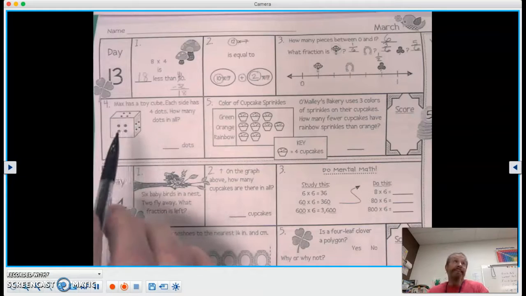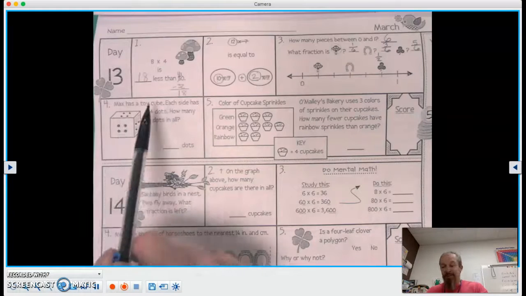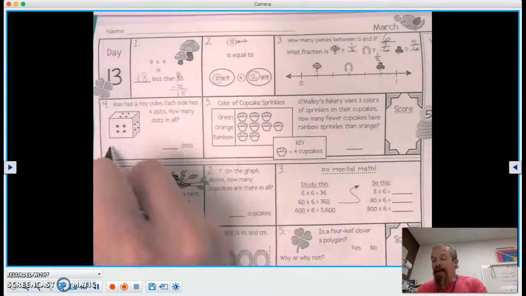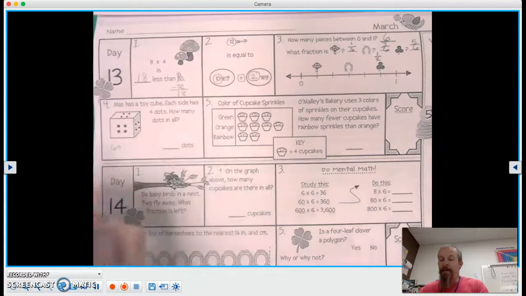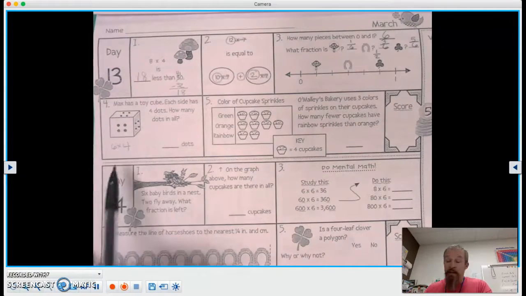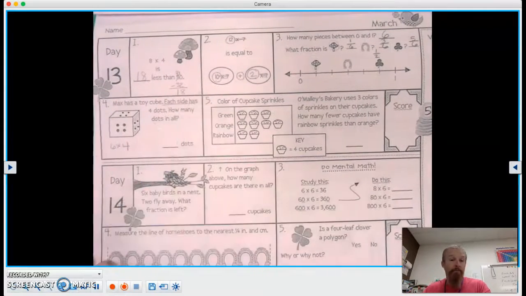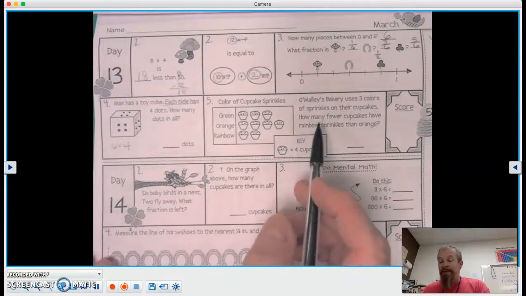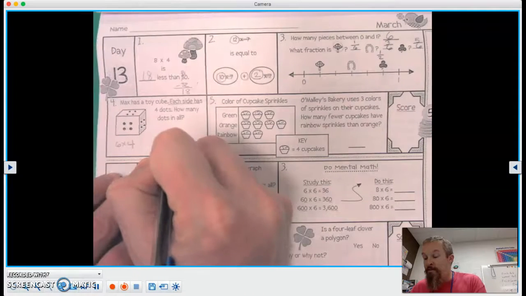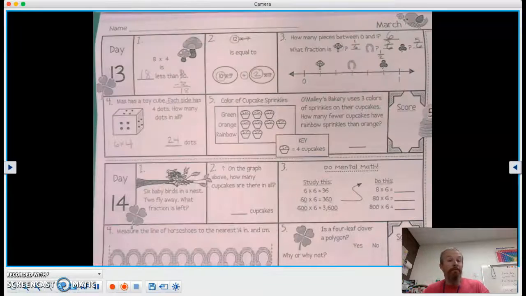So what we'll do here is, how many sides are on dice? Well, these cubed dice, right? If it's a cube, it's going to be 6 sides. So we have 6 sides, and each side has 4 dots. So 6 times 4, meaning it's a multiplication because it says each side, right? So how many dots in all? Well, 6 times 4 equals 24.